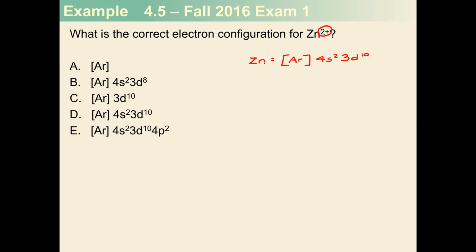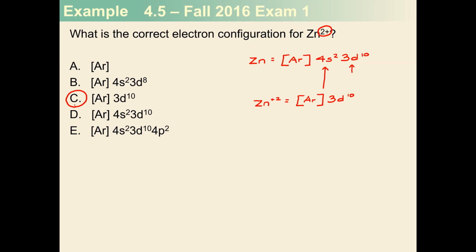In this case, we need to remove 2 electrons. We are not going to remove 2 electrons from our recently added. We need to remove 2 electrons from our highest principal quantum number. So for this, zinc 2+ will be equal to my argon electron configuration, but now I will remove those 4s2 electrons, and I will be left with 3d10 as my electron configuration, which you will see here is going to be answer C.